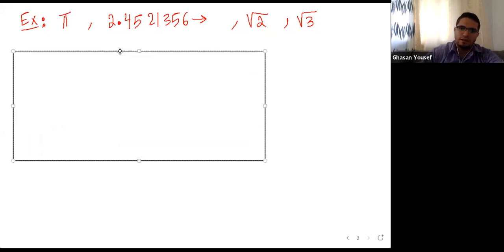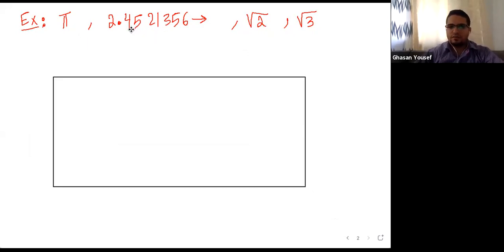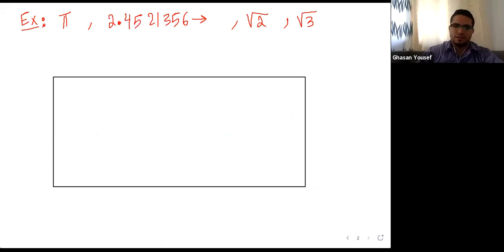Now let me graph a diagram for all real numbers. All these blocks, the rational and irrational and natural and integer numbers, make up the real numbers. So pi is a real number, 2.4512 to infinity is a real number. Square root of 2 is a real number. 1 is a real number. Minus 3 is a real number. So all these numbers are called real numbers. Here this big block is the real numbers.